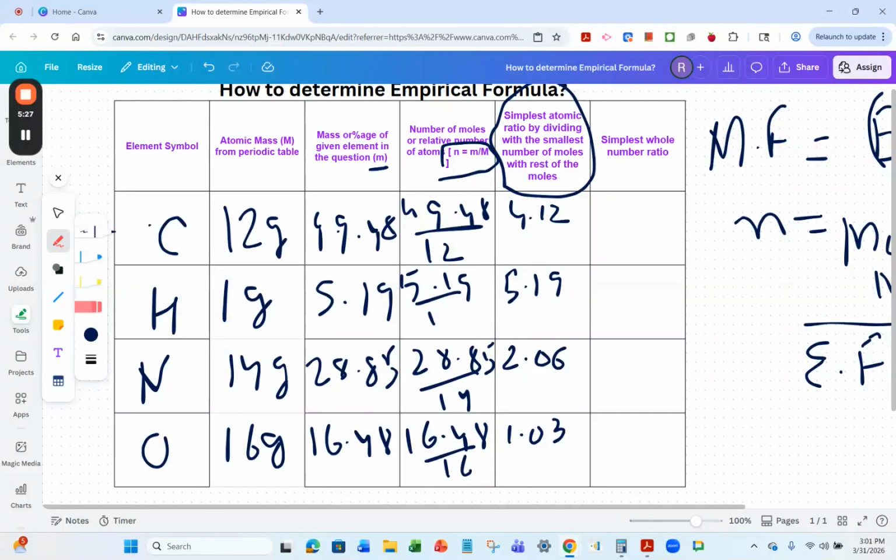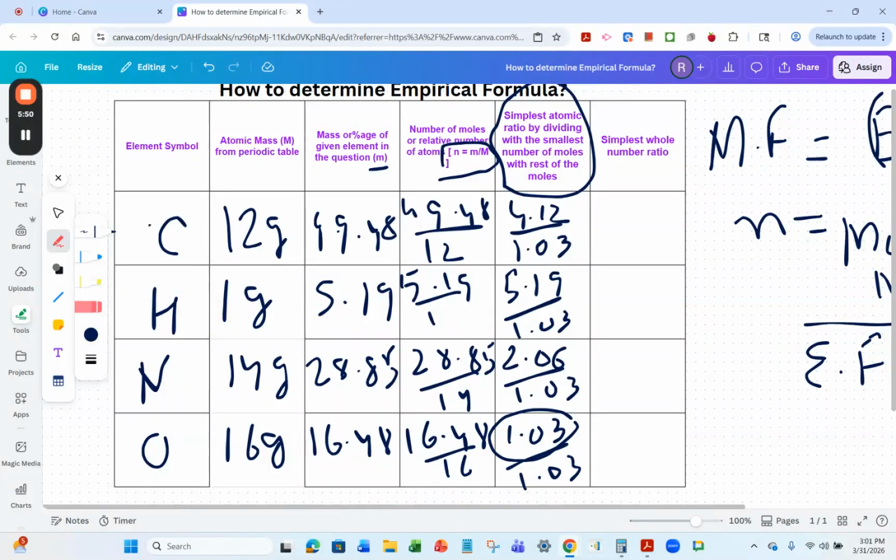Then you need to ask your kids, which one is the smallest one? I will say circle it. Then it's easy to find. Otherwise, they will start dividing everything together. So this is the smallest one. The smallest number of moles will divide into the rest of the number of moles. So 1.03 will divide into the rest of the moles. Obviously, it will divide into itself to give 1.